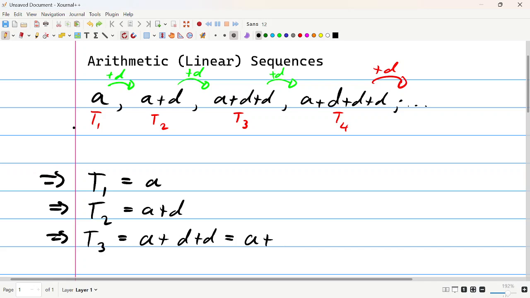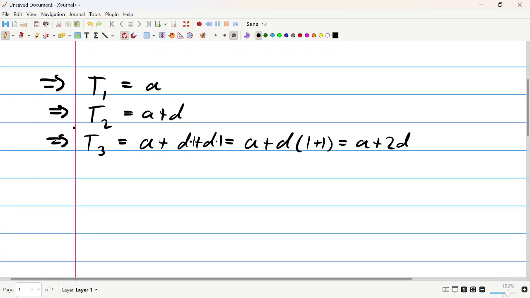Another way that you can do this is take D out as a common factor. D times 1, D times 1. We take out D as a common factor, we have 1 plus 1, and therefore it's A plus 2D. But an easier way is just to look at it in the fact that it's D plus D, common terms, and the coefficients add. So there are two ways that you can look at it.